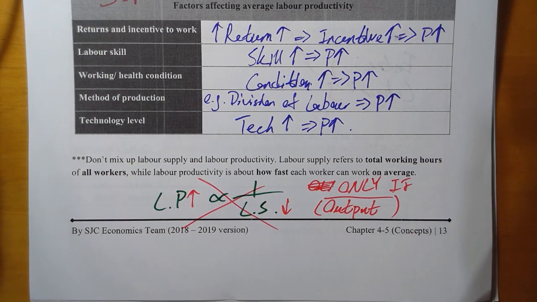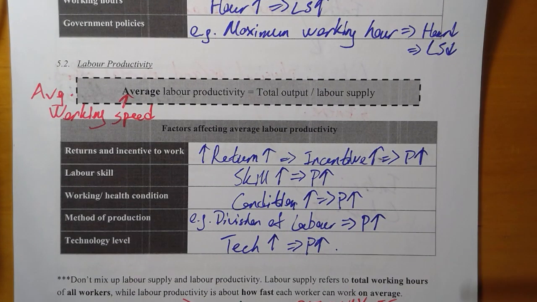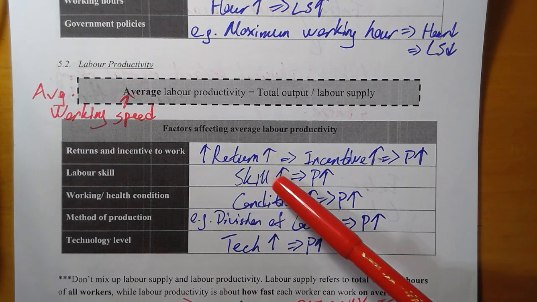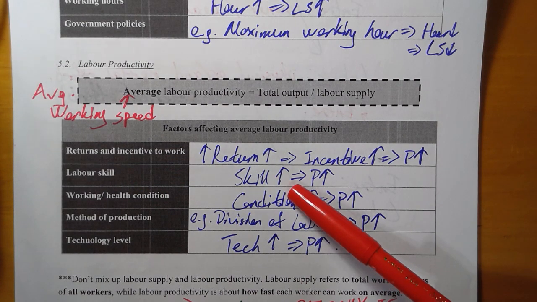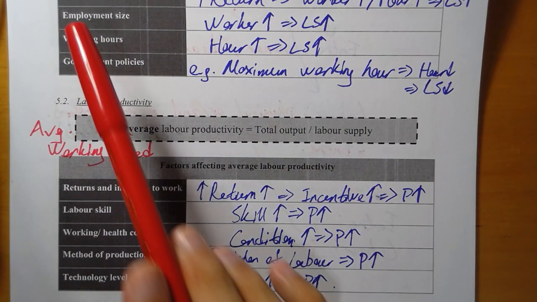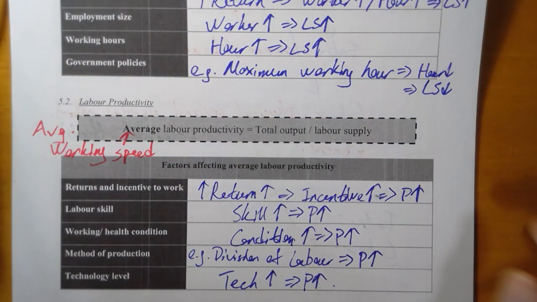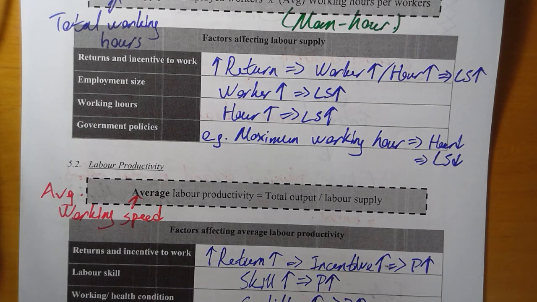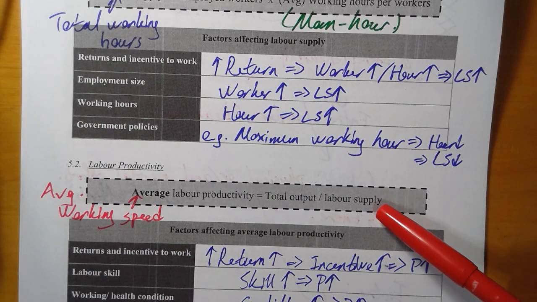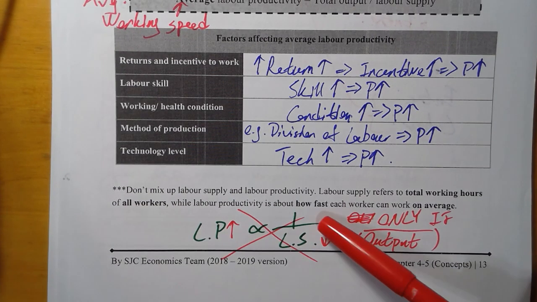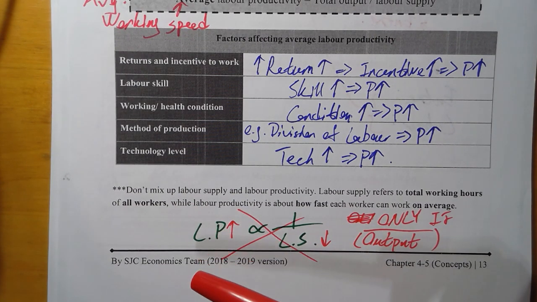Why? For example, I tell you right now, returns or labor skill increases. Then you may tend to think, this is not a good example. Let's try this. Employment size. Let's say right now we hire more people. Then labor supply increases. Then because they are inversely proportional, labor supply is higher, so labor productivity decreases. Now think about it, boys.